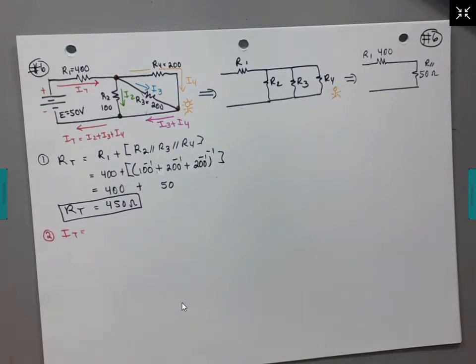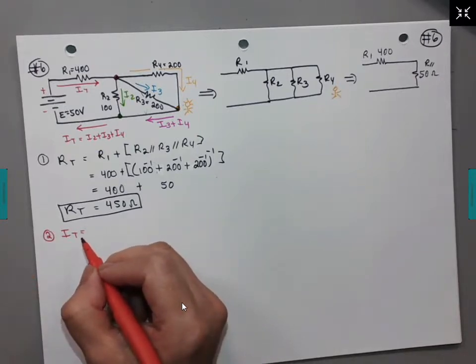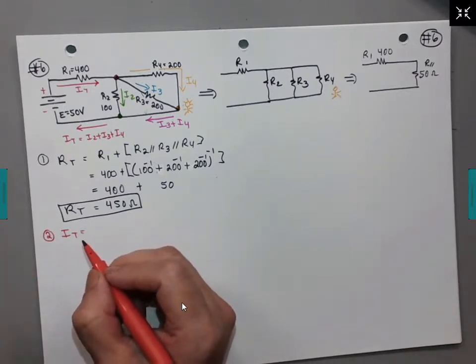It is a different color in my picture. So IT does not equal I2. Never tell me that R1 is in series with R2. Do not be that student. If I get that on the final, you did not learn anything.